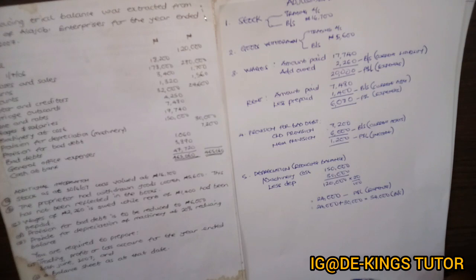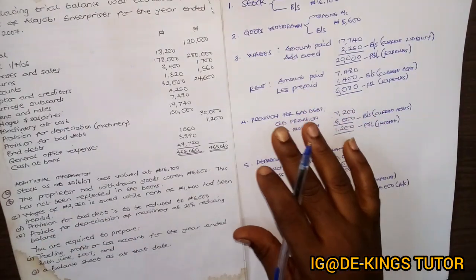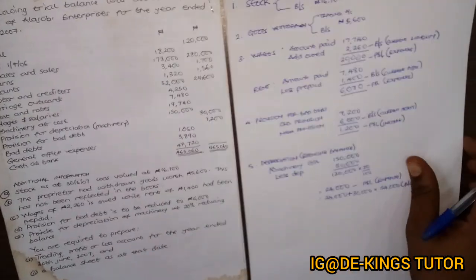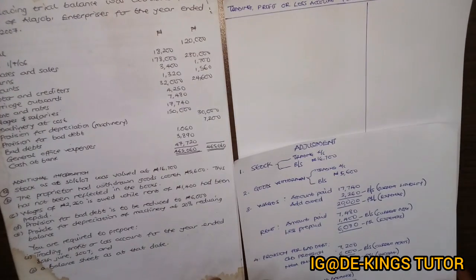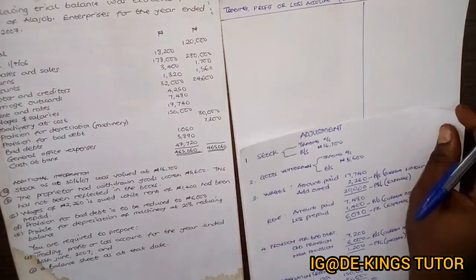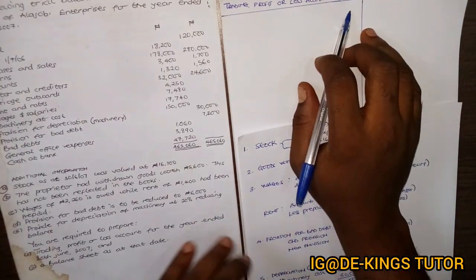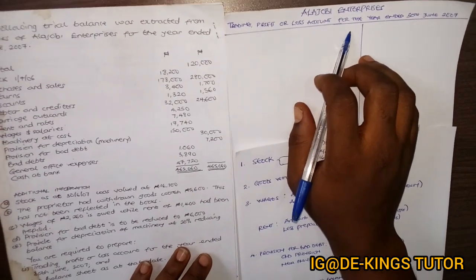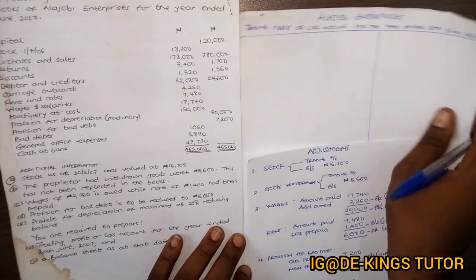So this is the first thing you should do. We have done the adjustment. Now let's prepare the trading profit or loss account for the year ended 30th June 2007. Preparing this now, we're going to prepare the trading profit or loss account. So put this one side, so that it is here when we need it. The trading profit or loss account is the first account that will be prepared. So in this, what do we do?